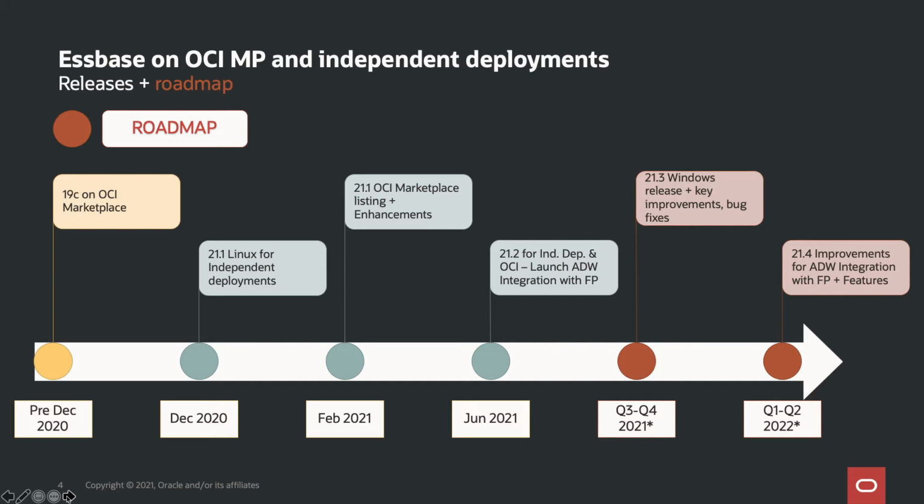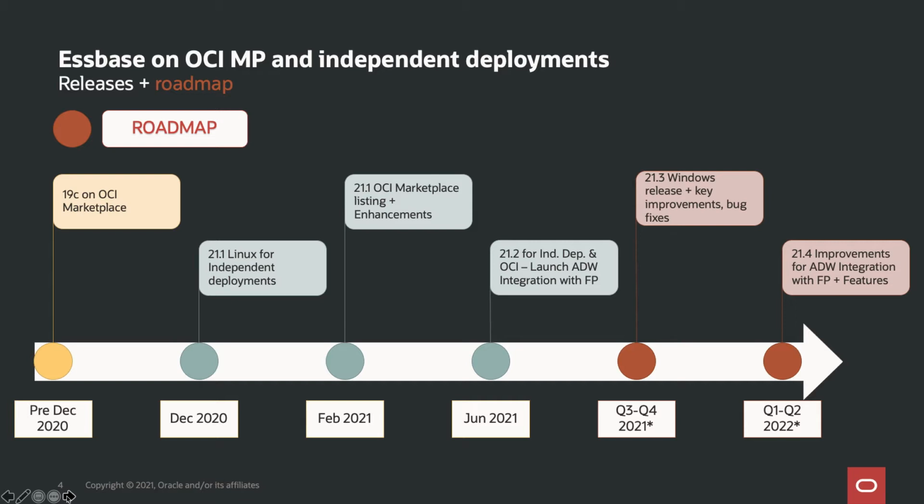Further, we released 21.2 patch set update, which was again a major release for Essbase in terms of the integration of Essbase with the Autonomous Database. This is the key for our session today as well. We will talk about how we started the journey on a tighter, deeper integration of Essbase with the Autonomous Database via the Federated Partition feature, which we call it as of today. What you see on the right is 2 red dots, which talks about the future releases that we have.